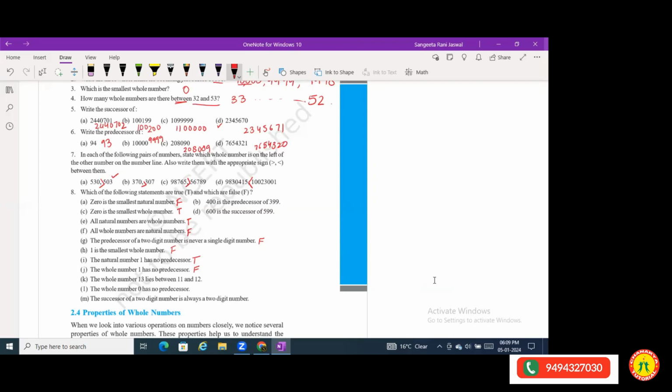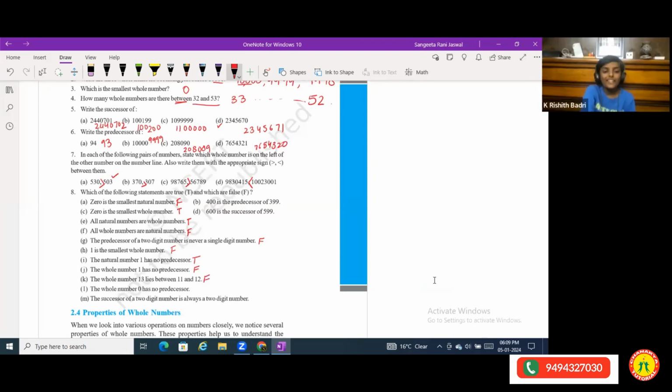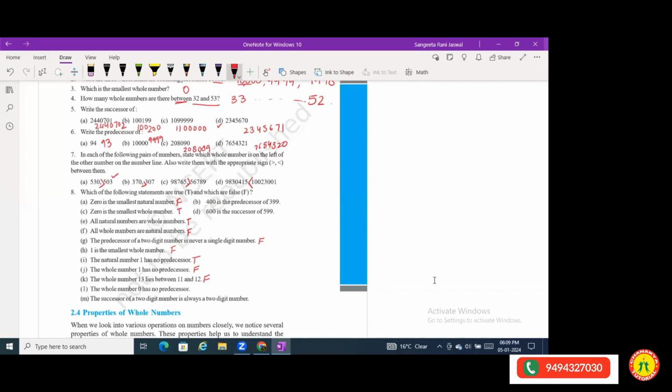Next one: the whole number 13 lies between 11 and 12. Is it true or false? Ma'am, false. 13 does not lie between 11 and 12. It lies between 12 and 14. So the statement is false.